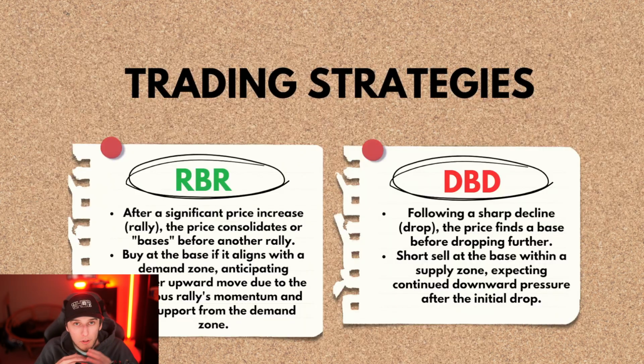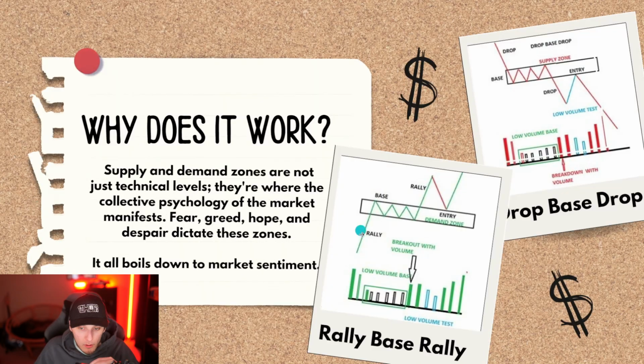Some of the most common ways you can trade supply and demand are using these two strategies here. Long side, you can do rally-based rally, or of course, short side, you can do drop-based drop. And like we just talked about, with rally-based rally, you're pretty much just trading the trend with momentum, and again, taking those nice pullback entries into areas where buyers had confirmed previously.